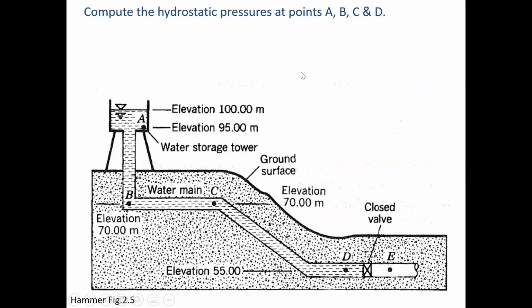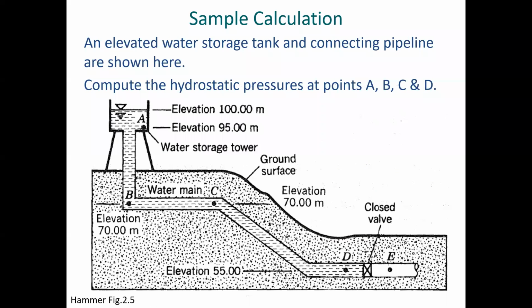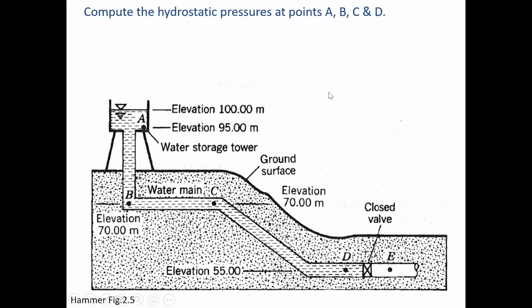So here's another example. This one here, again, is another elevated water tank, and there is a little bit of piping involved. What we need to do is calculate the pressure at A, B, C, and D. I just threw this down here to give me a little bit more space to write on the screen. Okay, so let's take a look.